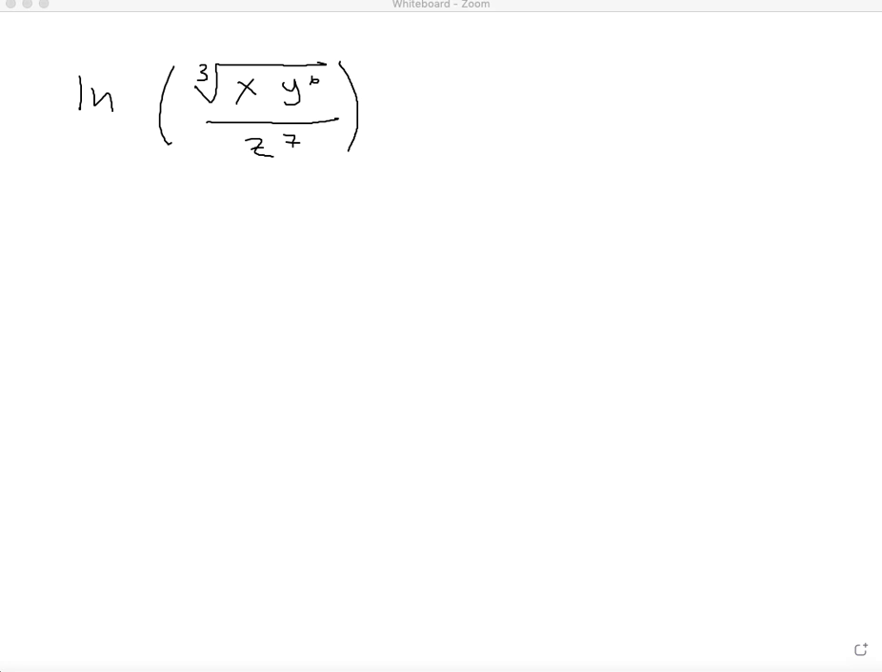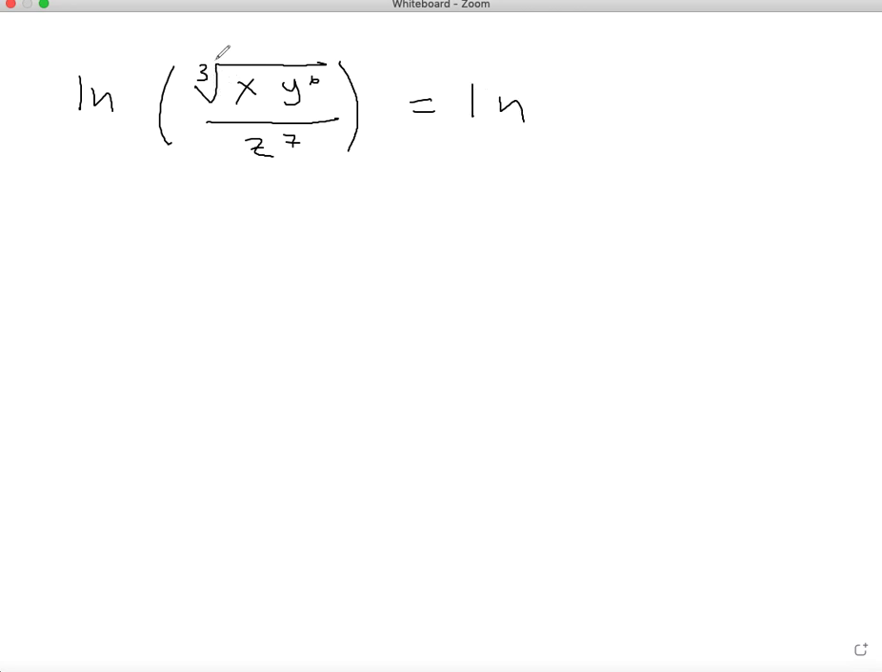Okay, so probably the hardest part about this one is this little bit of math up here, up in the numerator. So let me just slip over here and get this piece simplified. Once we get to exponents, then expanding the log is not a big deal.